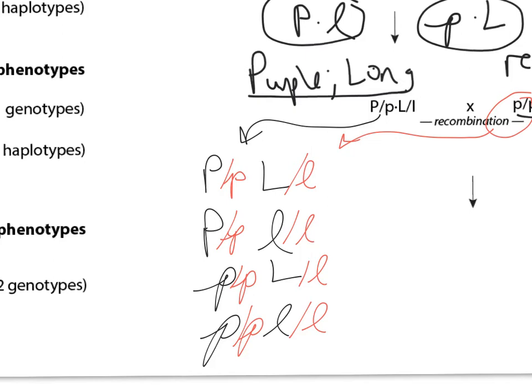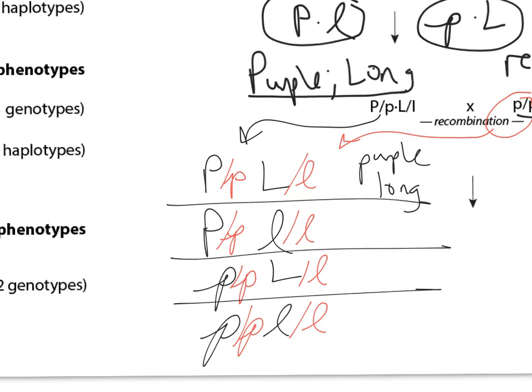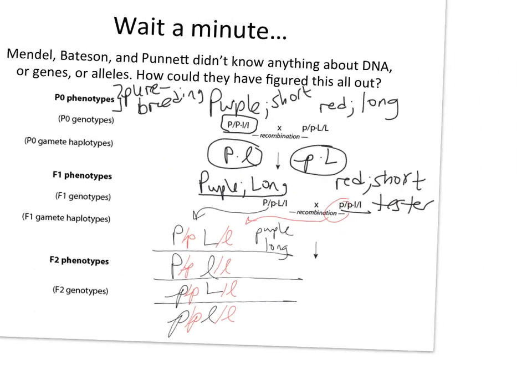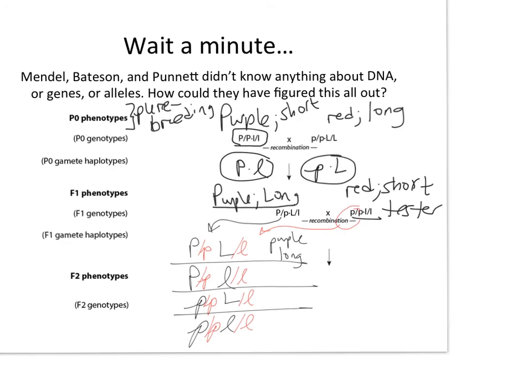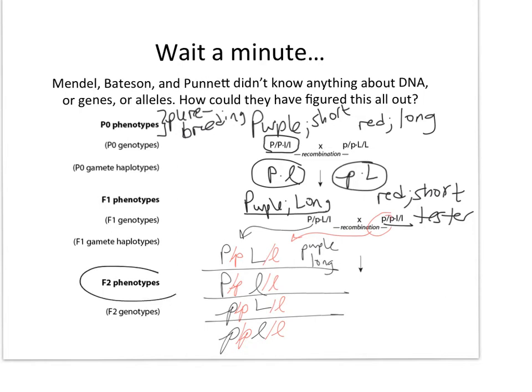Purple and long, because it's got a capital P, it's dominant, so any plant that has a capital P will make purple flowers. And the capital L gives it long pollen grains. So you figure out the other three. We won't do that at the moment. Those are going to be the F2 phenotypes. What those F2 plants look like, you can put in that column over there. And I've already written out the genotypes.